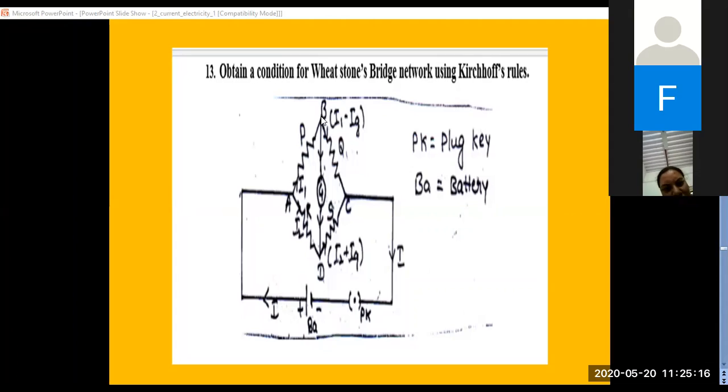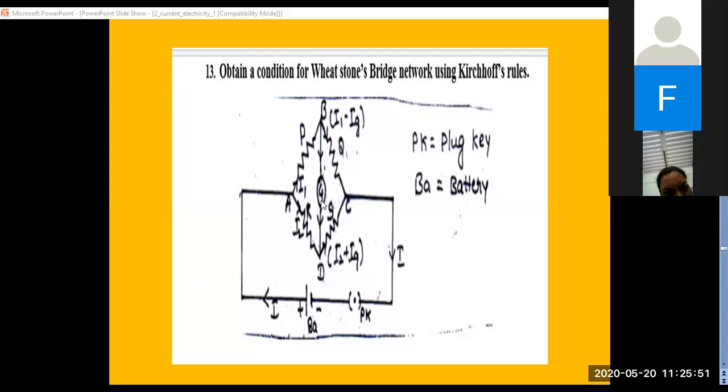Now at the point B, the current is splitting into 2. In the center, I have written G here. This is nothing but your galvanometer. So what is Wheatstone's bridge? It consists of 4 resistors P, Q, R, S connected in the form of a quadrilateral. A quadrilateral is a 4-sided figure. Across 2 ends, A and C, a battery will be connected. Across the other 2 ends, B and D, a galvanometer will be connected.